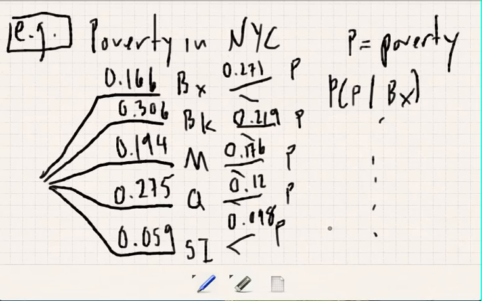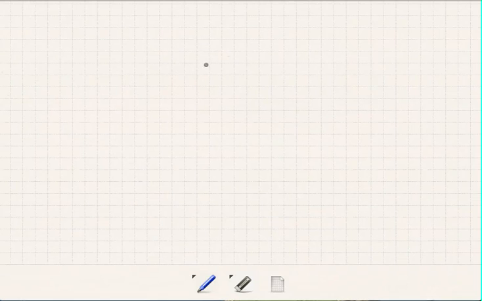But you might be interested in saying, well, hey, wait a minute, what's the probability that you live in the Bronx given that you live in poverty? It's only 16.6% of the population of New York, but maybe it has a fairly high percentage of the population that lives in poverty because it has the highest percentage of its residents living in poverty. Well, you can use this Bayes Theorem thing to do this.